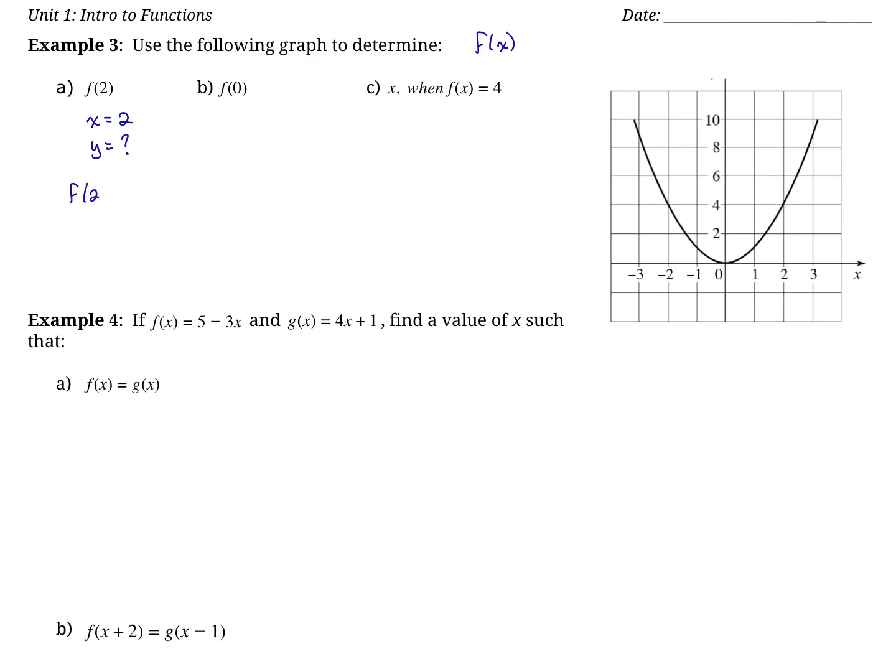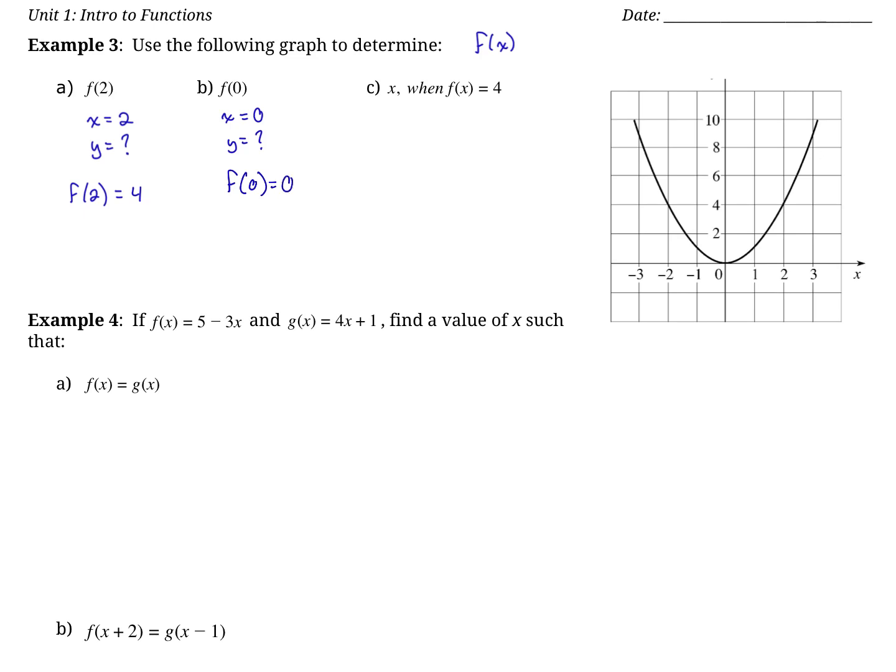So f(2), if we look at the graph, x is right here when it's equal to 2, and our function is equal to 4. So f(2) is equal to 4. For f(0), x is just equal to 0, and we're still looking for our y value when x is equal to 0. So on the graph, that would be right here. So f(0) is equal to 0.